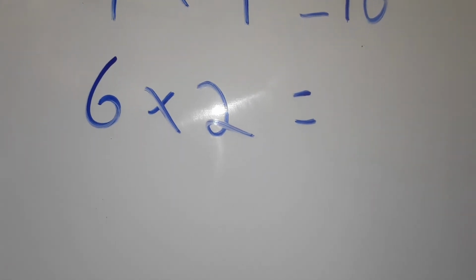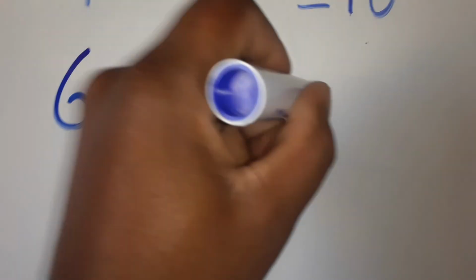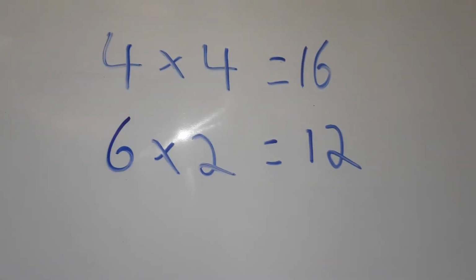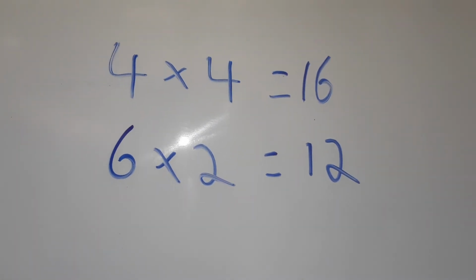Then we repeat 6 twice. Right, the multiples of 6, 6, 12. Then our answer is what? It's 12. Repeat 6 twice. Right. This is how you perform basic multiplication.